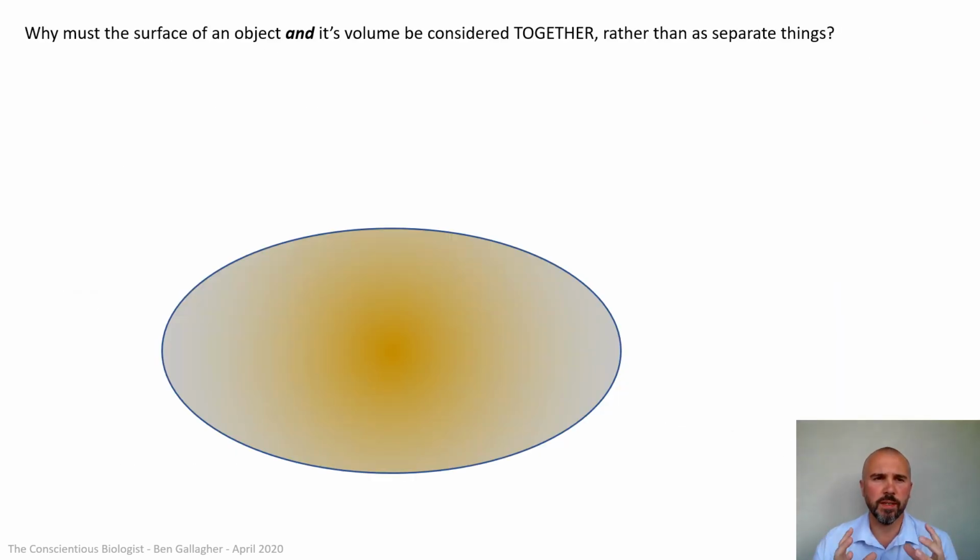So first off, let's think, why must these two things be thought of together? Why can't you just consider the amount of surface that something has and separately consider the amount of volume something has? Volume is kind of the size of an object, how much stuff there is inside, how much space. That's its volume. Its surface is just the stuff on the outside. Now, it's really important that you must consider these two things together. That's because they have very different functions, but those functions are really tightly interlaced.